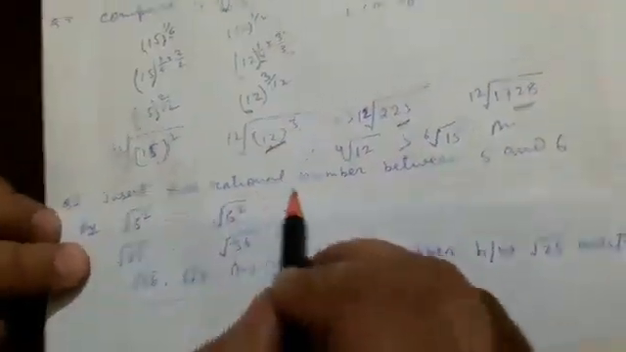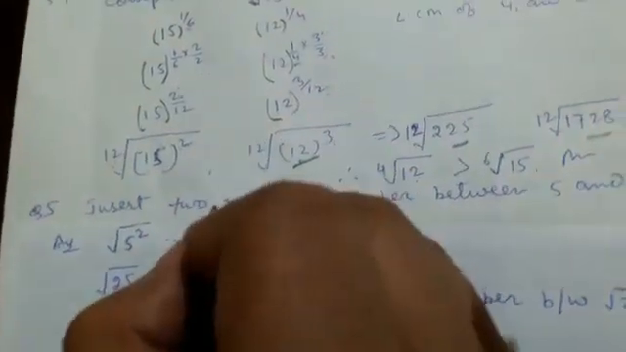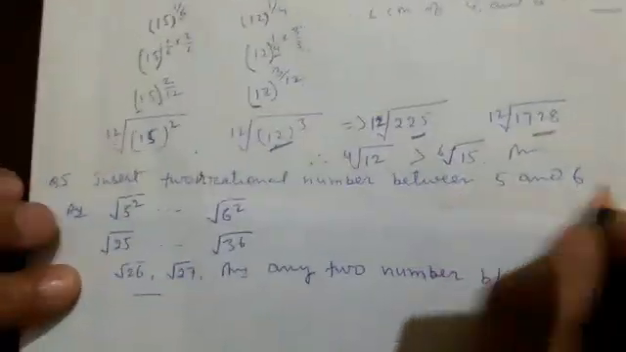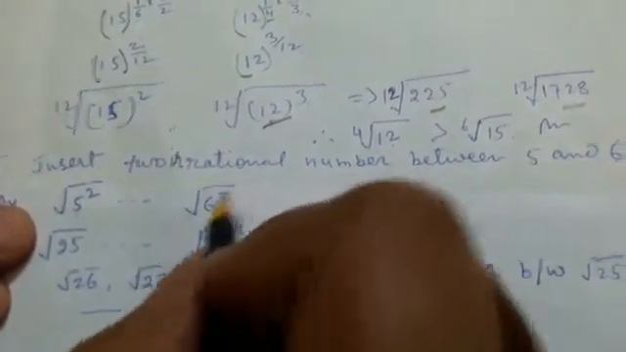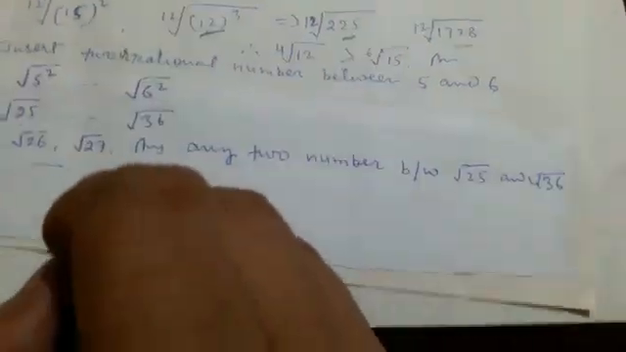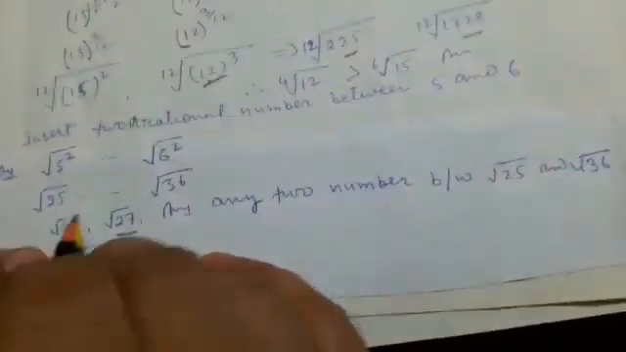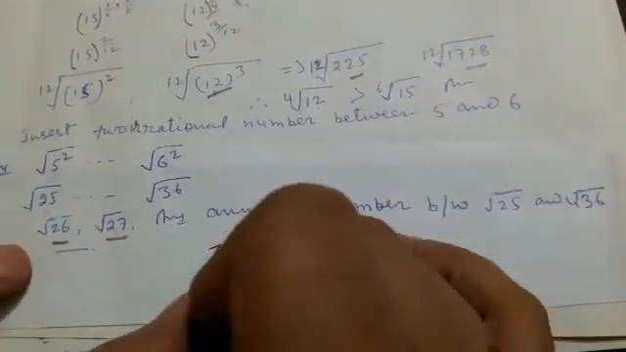Now next question, insert two irrational numbers between 5 and 6. So what we will do, first we will write down: 5 is the square root of 25 and 6 is the square root of 36. Squaring, 5 squared is 25, 6 squared is equal to 36. Between these we will write the irrational numbers: root 26 and root 27 are two irrational numbers between 5 and 6. This will be your answer.